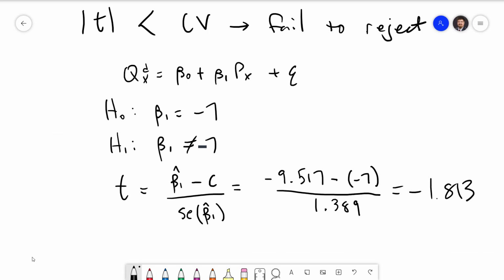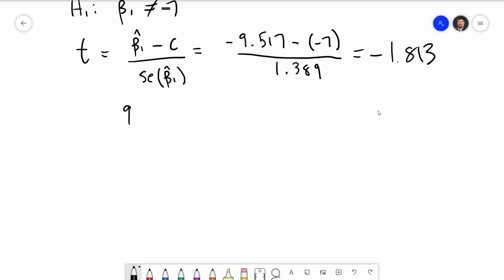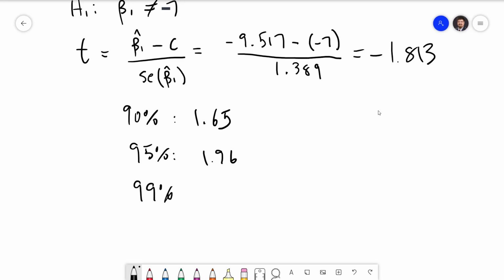The next step is to compare this t-stat with our critical values. Remember that our critical values are for 90%, 1.65, 95%, 1.96, and for 99%, we have 2.58. We take the absolute value of the t-statistic and compare it with each of these.